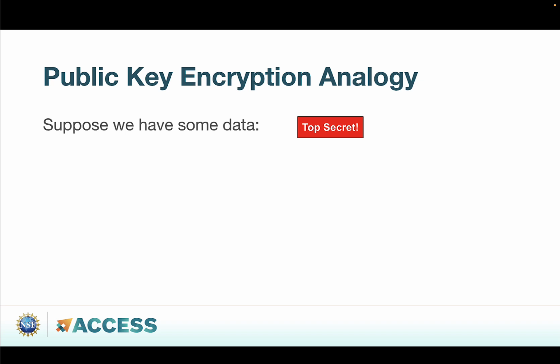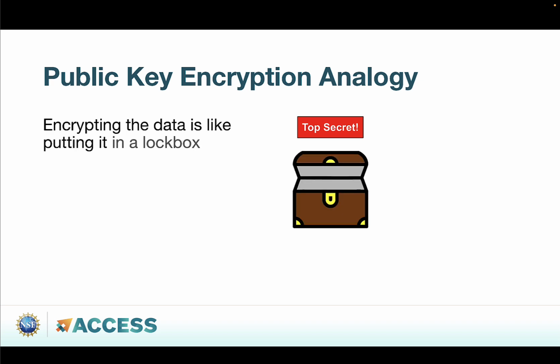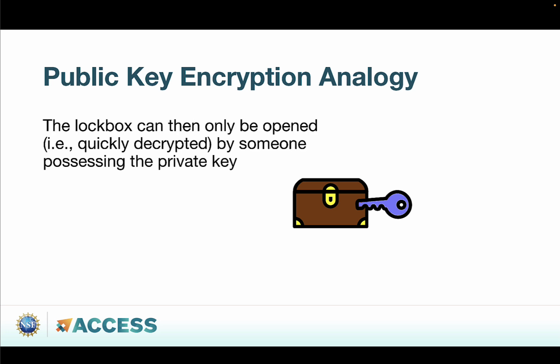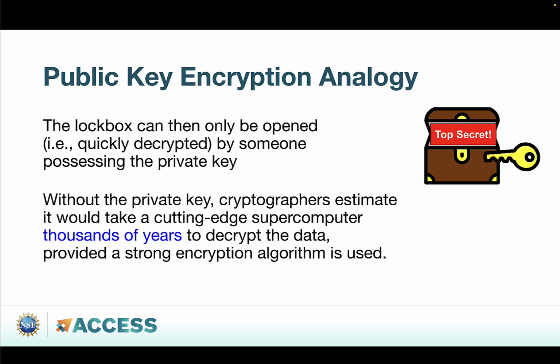Let's use an analogy to illustrate this. Suppose we have some data represented by our red box here. Encrypting that data is like putting it in a lockbox, and then using the public key to lock the lockbox. The lockbox can only be opened by someone with the private key. Without the private key, cryptographers estimate it would take a cutting-edge supercomputer thousands of years to decrypt the data, assuming the encryption algorithm is a good one.